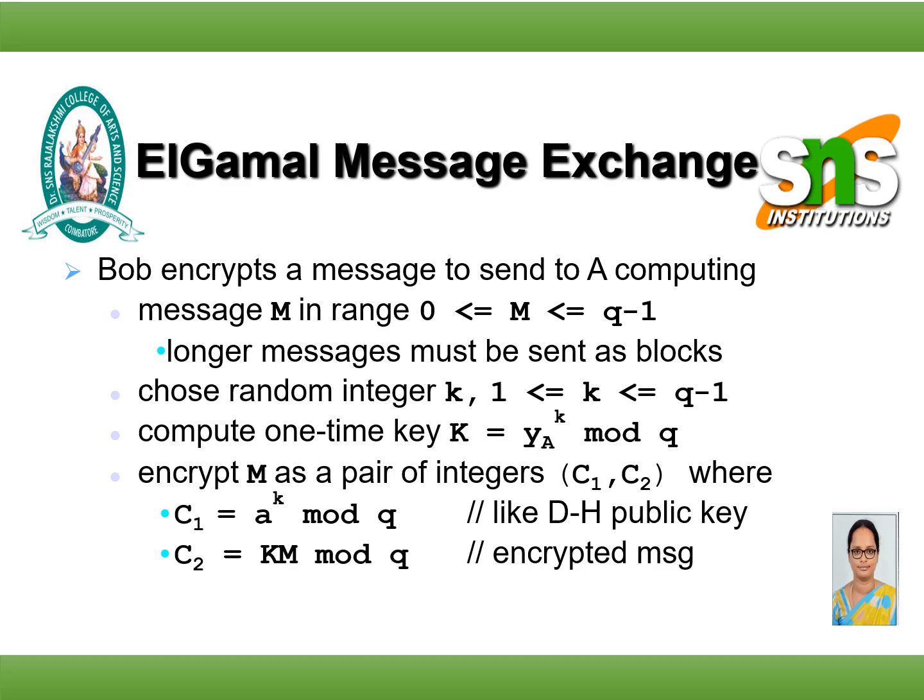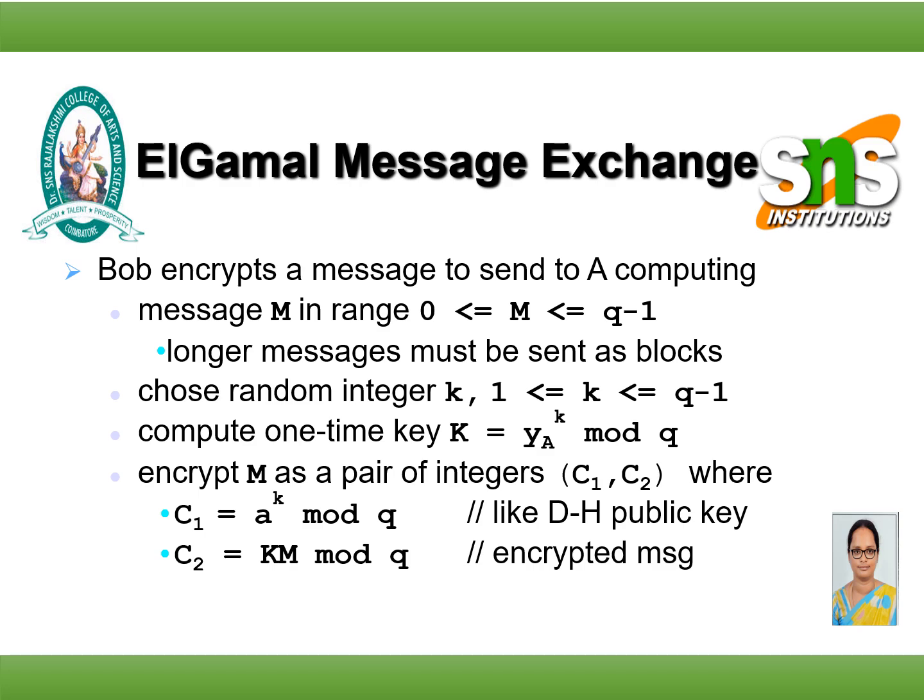Here Bob encrypts a message to send to A. He computes a message m in the range 0 <= m <= q-1. A longer message must be sent as blocks. So if we have a long message, say 1,000 lines of information, we have to split that into blocks. Then he chooses a random integer k, where 1 <= k <= q-1, and computes the one time key K = ya^k mod q.